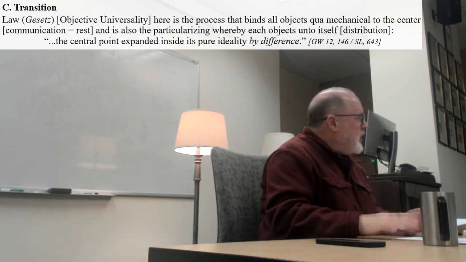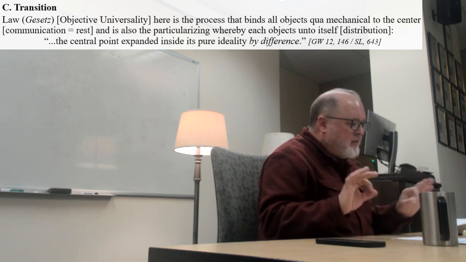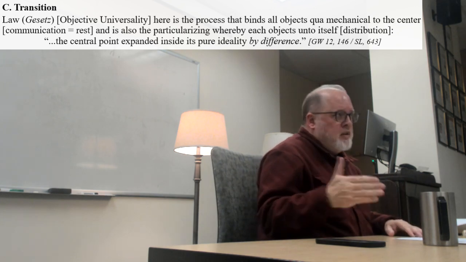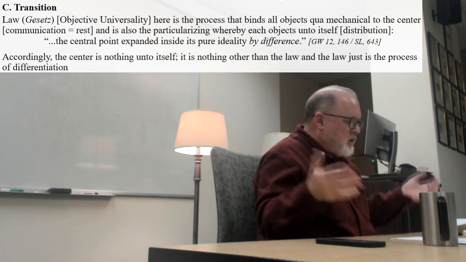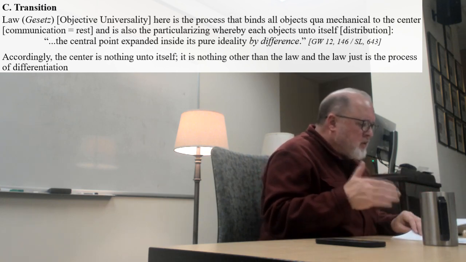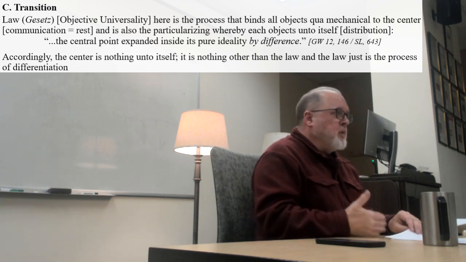So in 643, let me cite this. I won't do explication of it so much, but the central point expanded inside its pure ideality by difference. That's his line that there is no center. There's only a center that is distributed, differentiated. So accordingly, this is me again now, the center is actually nothing unto itself. I think this is the best way to interpret what Hegel's saying here.